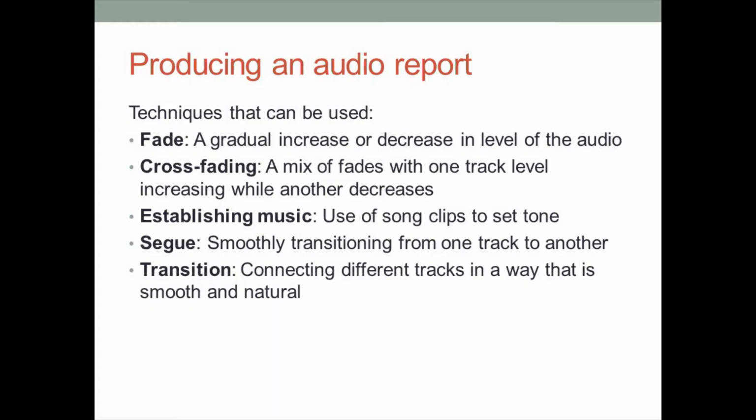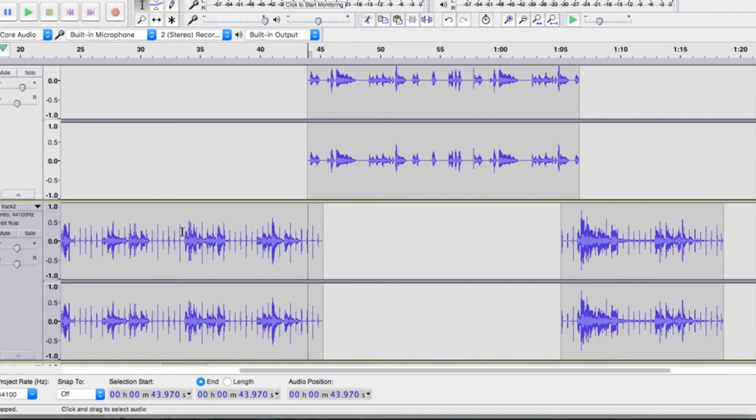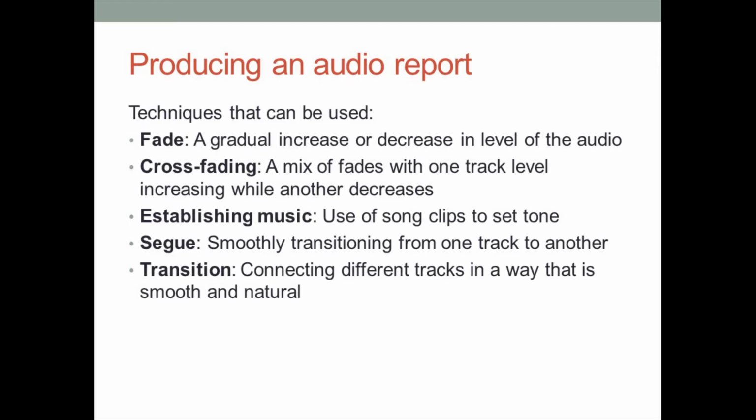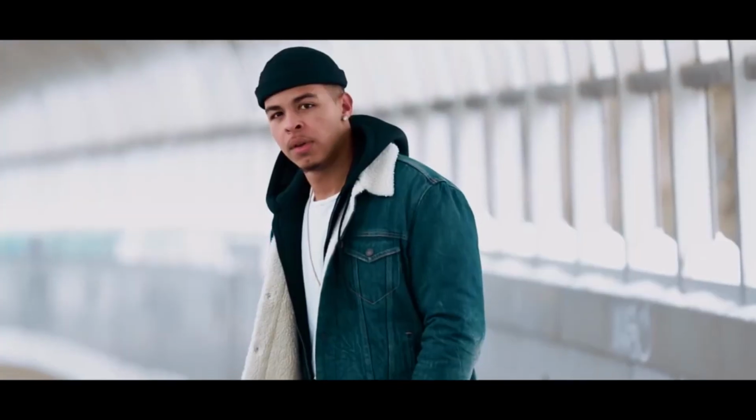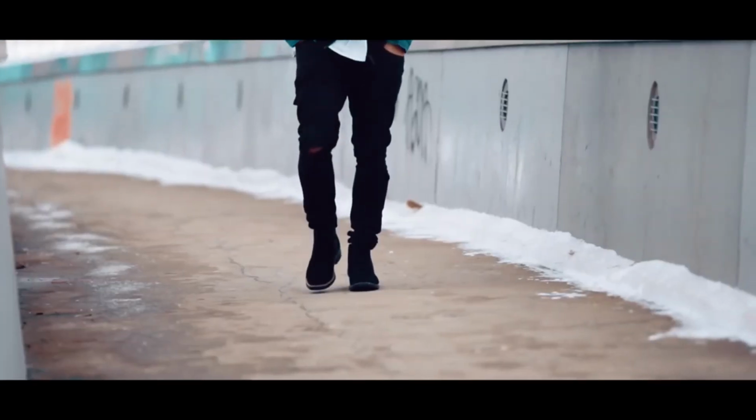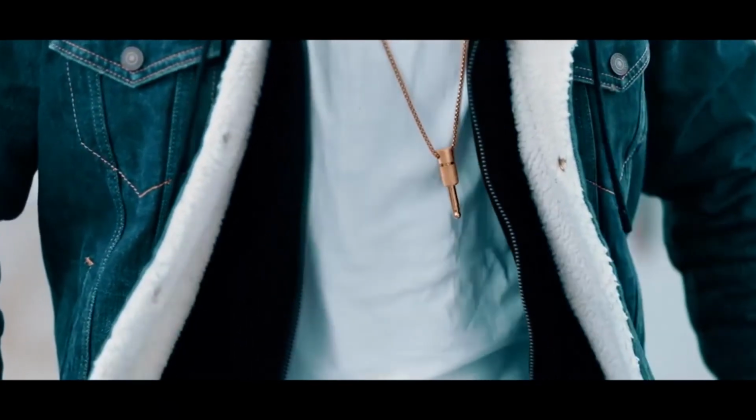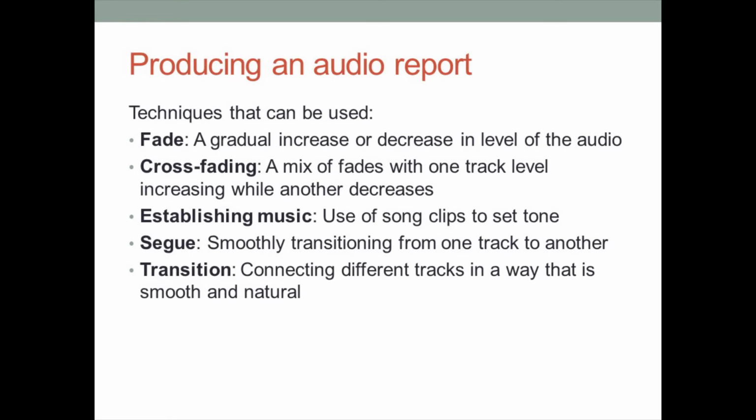Crossfading, a mix of fades with one track level increasing while another decreases. Establishing music, the use of song clips to set tone. For example, seek, smoothly transitioning from one track to another. And transition, connecting different tracks in a way that is smooth and natural.